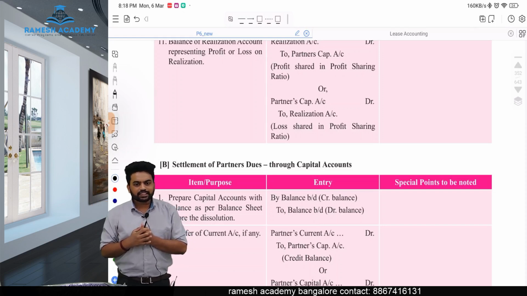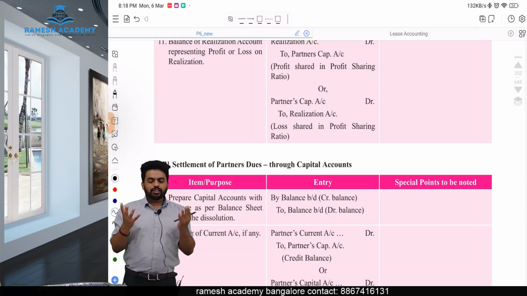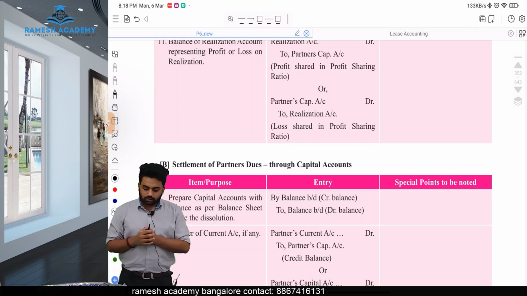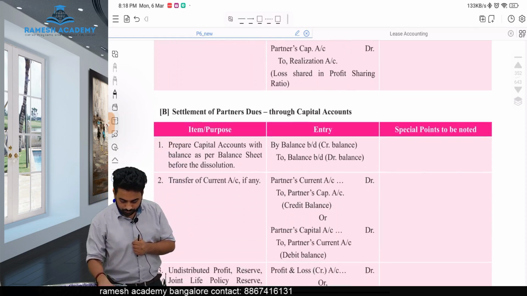What will be the entry? Partner's loan account debit to bank account. Partner's loan account debit to bank account.